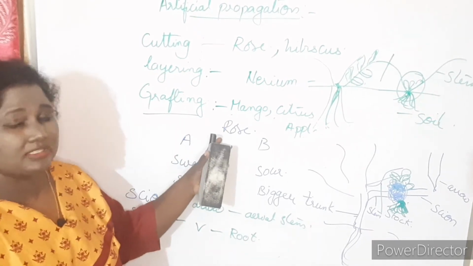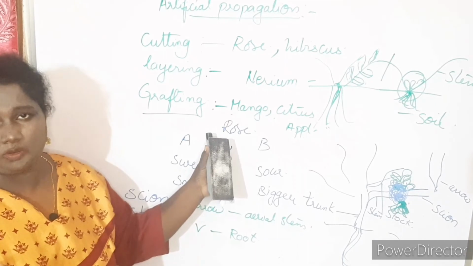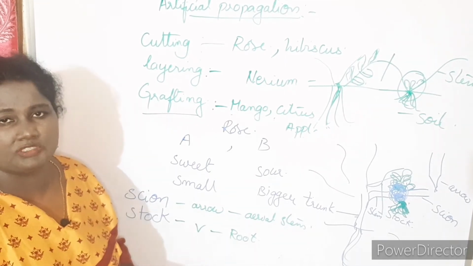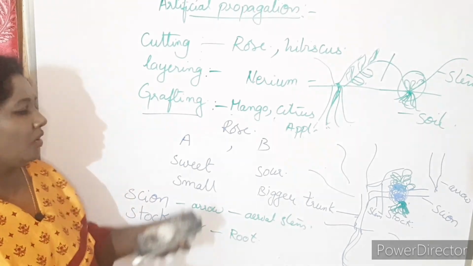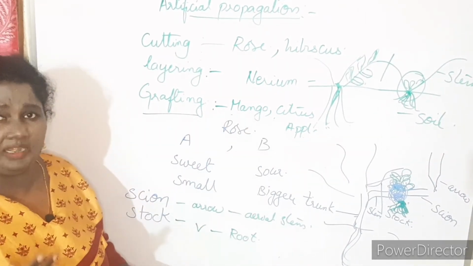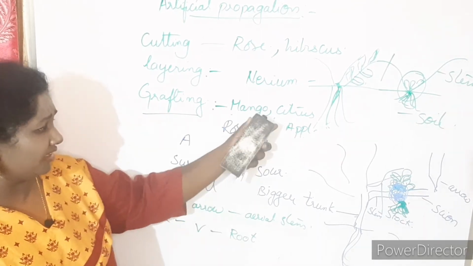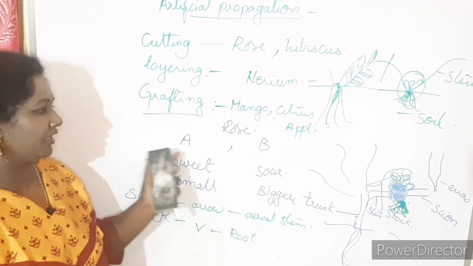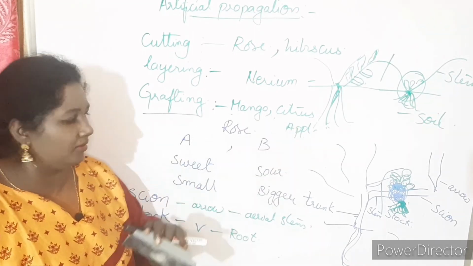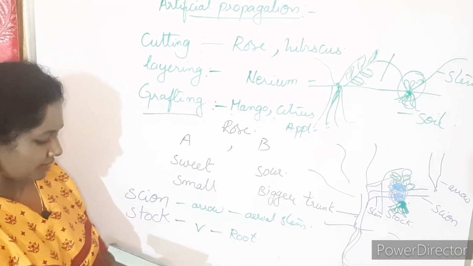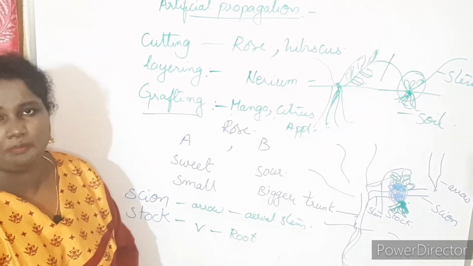And rose, many types of roses we can see, with differences in colors, multicolored roses, bigger size roses, all this we can see. Coming to the fruits also, sweeter but larger mango, even the citrus. So like that we can see the examples of grafting: mango, citrus, apple, and even rose. So this is about artificial propagation.